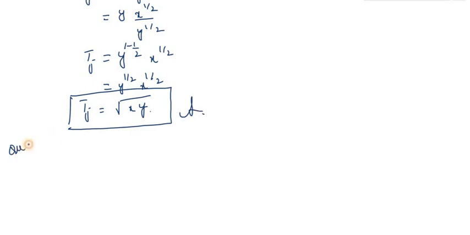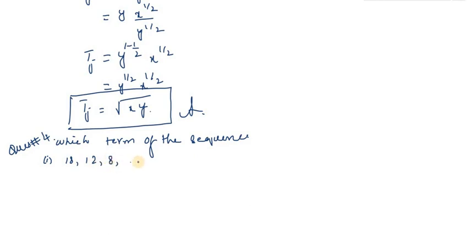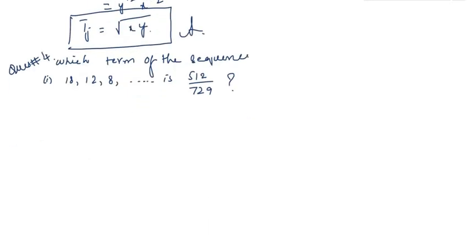In question number 4, which term of the sequence 18, 12, 8 is 512 upon 729? We find which term, the value of n, what is the number of the term 512 upon 729.